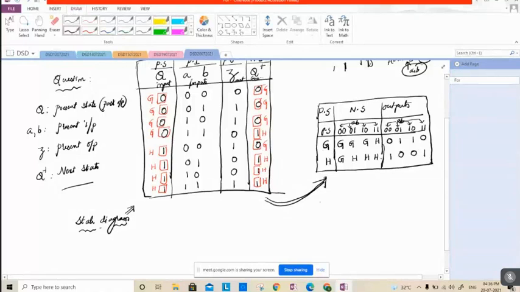Now, have you faced any difficulty in understanding this? This and this are both the same. This is also a state diagram, and this is also a state diagram. Just the representation has been changed. Both are state diagrams. Only the representation is different in both the cases.